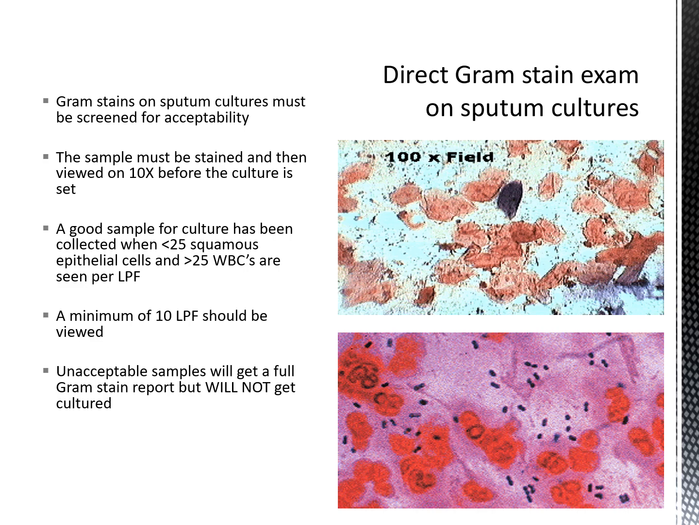Now, whenever you're screening sputum samples for culture, we want to make sure we look at a minimum of 10 low power fields and take the average amount of squamous epithelial cells and the average amount of white cells per field. Unacceptable samples will still get a gram stain, they're just not going to get cultured.